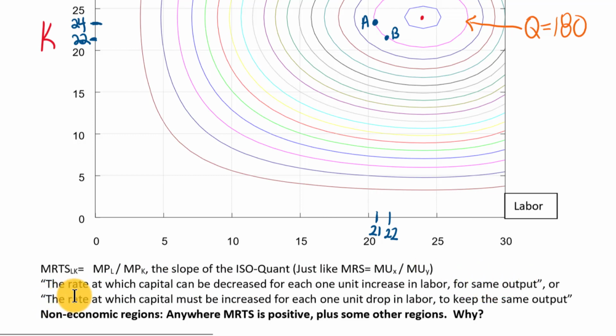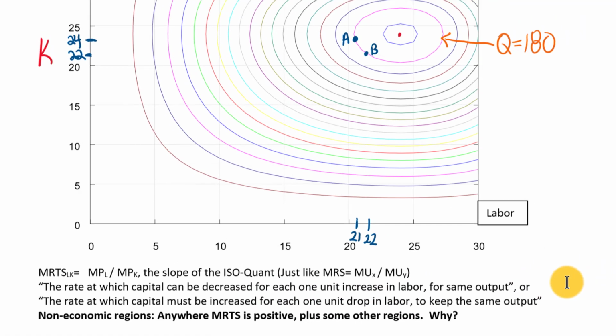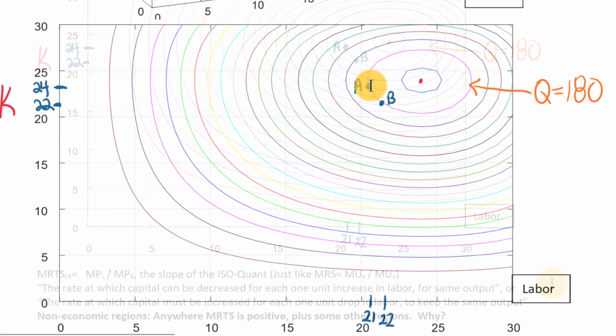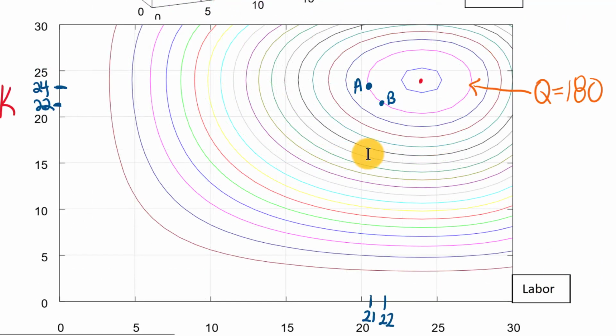Or we can think about it as the rate at which capital must be increased for each 1 unit drop in labor to keep the same output. It just depends on whether we're thinking about moving between point A to B or B back to A. So we see when we move from point A to B, we're adding 1 worker, that's our run, and we're losing 2 machines. So that's our rise. Minus 2 over 1, so our slope is minus 2. That would be our marginal rate of technical substitution.